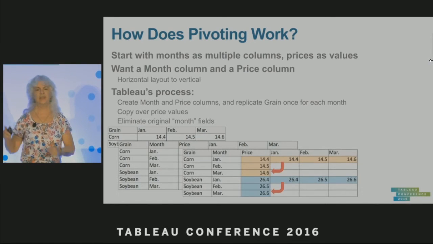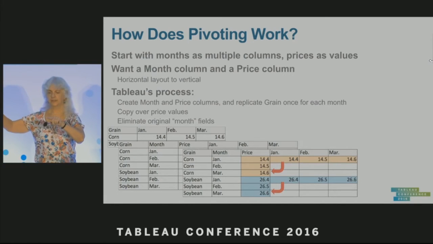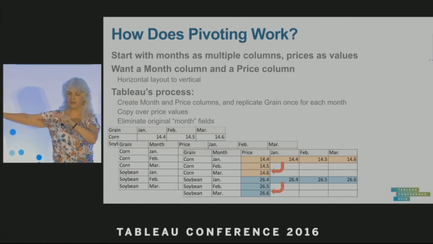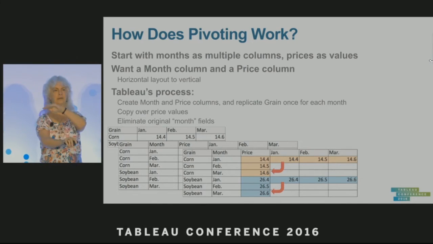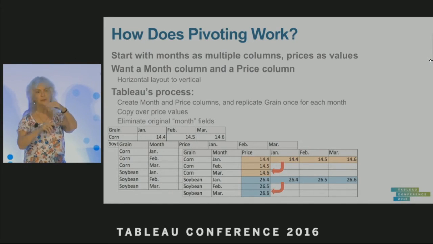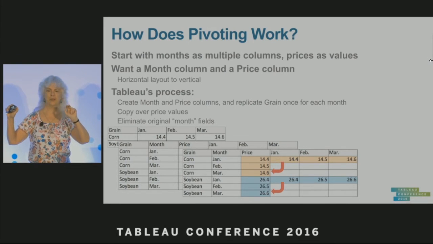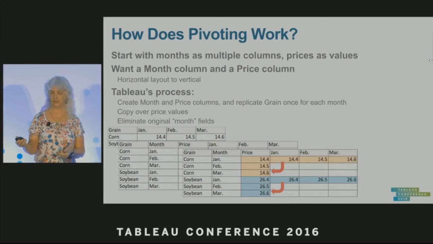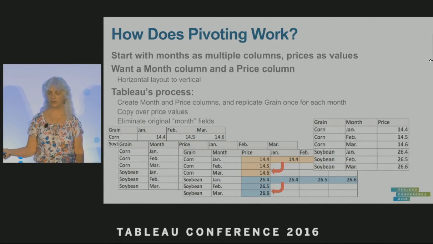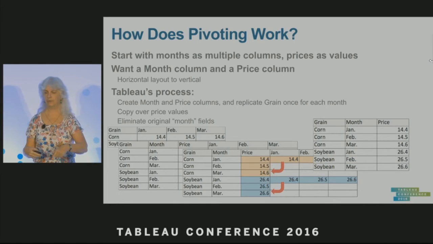Step 2 is to take the prices that are going out horizontally for each of those months and that grain and transposing them, flipping them. This is where the word pivot comes from, making them vertical and putting them into each of those fields. And then finally, we don't need those original columns anymore. We can just get rid of those, and we end up with grain, a month, and a price.